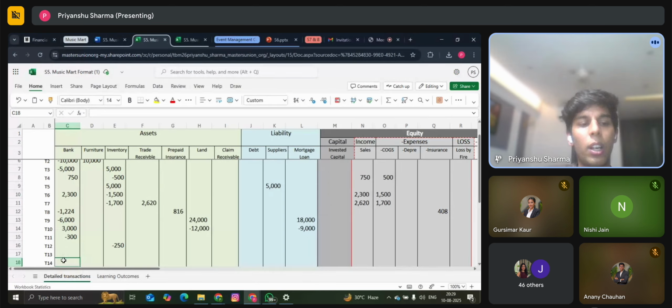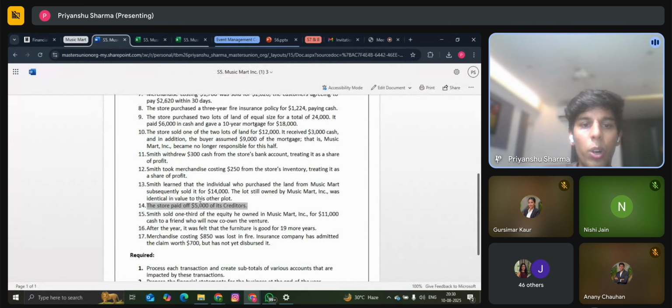For people who do not know the creditors adjustment, a creditor is basically someone who gives you a short-term loan. For example, if you're running a business, your supplier tells you, okay, you can take stock worth 5,000 from me today and pay it off next month, because you're dealing with them on a regular basis. This kind of business credit is very usual and goes on in every company. So the transaction here was that the store has paid off $5,000 to its creditors.